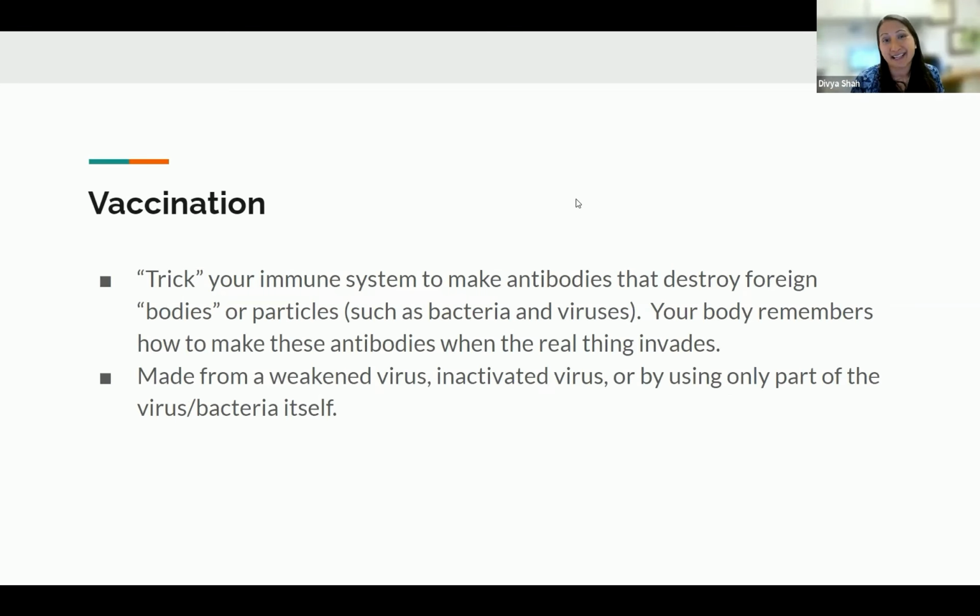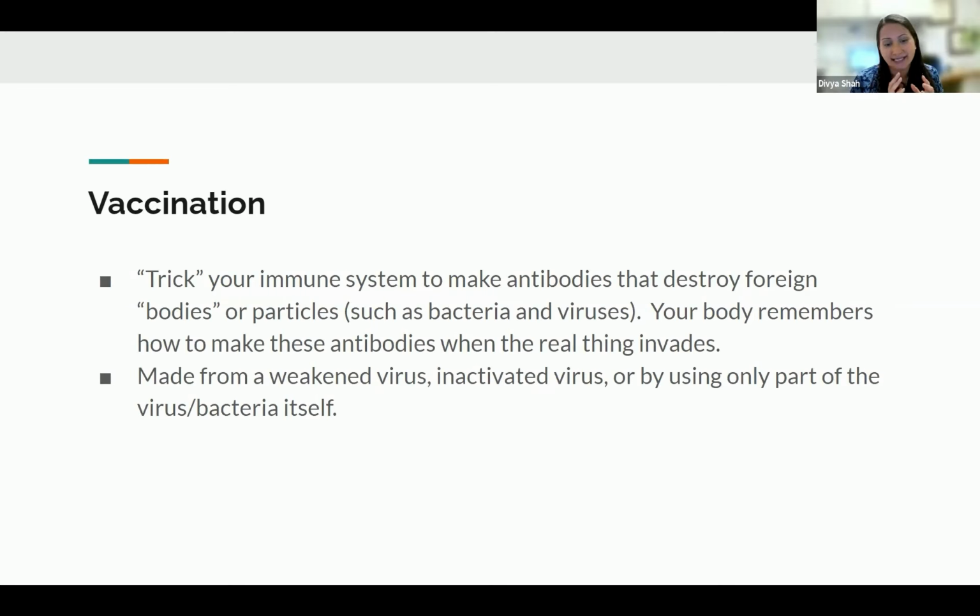And then finally, vaccination. This is probably the number one way to protect yourself. Vaccination, again, tricks your immune system into making antibodies that destroy foreign particles or foreign bodies, including both bacteria and viruses. And basically, your body's going to remember how to make these antibodies when the real thing invades.